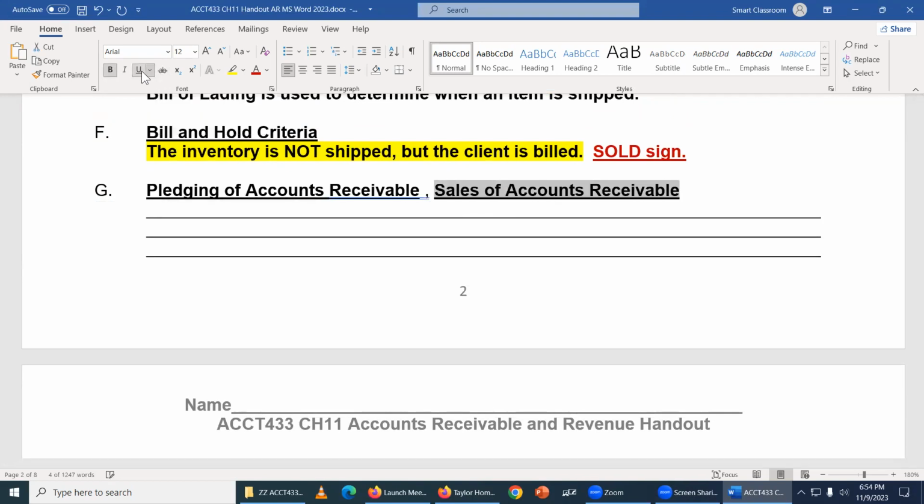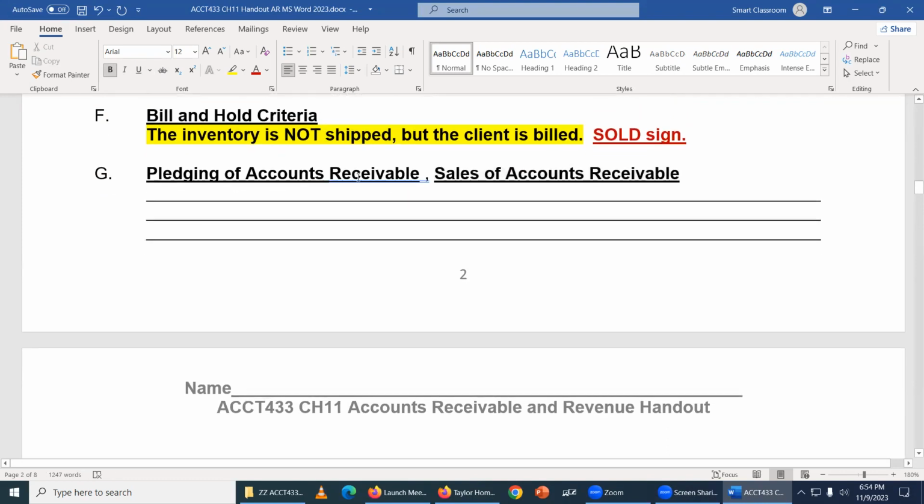Okay. Why doesn't it like that? Oh, it doesn't like where I put the comma.